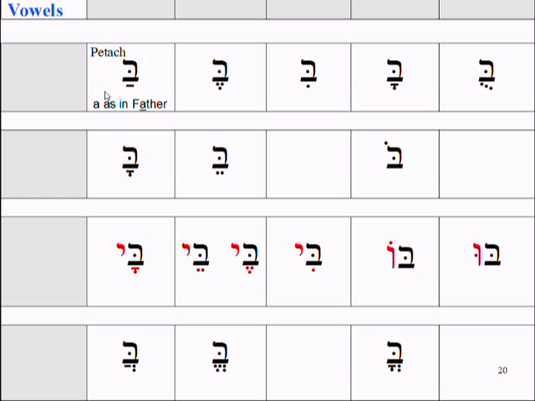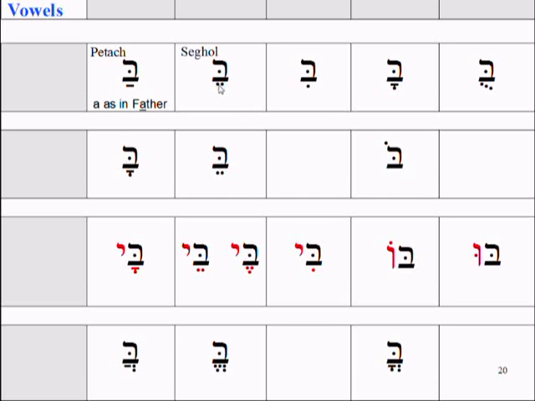Except when it's at the end of a word. Then there are some changes, but we'll look at that later. So the first one's called petach, and it's just got an ah sound. So there's our ah in A, E, I, O, U.